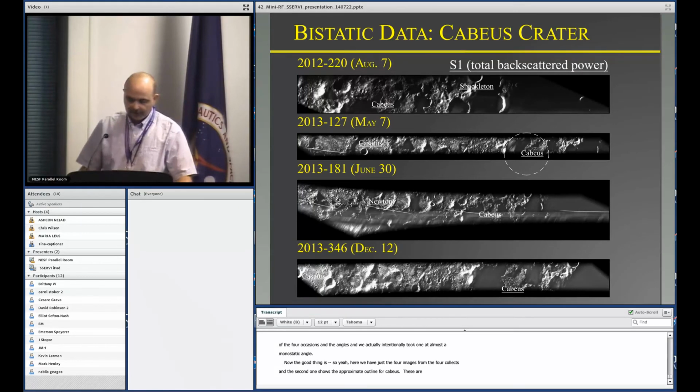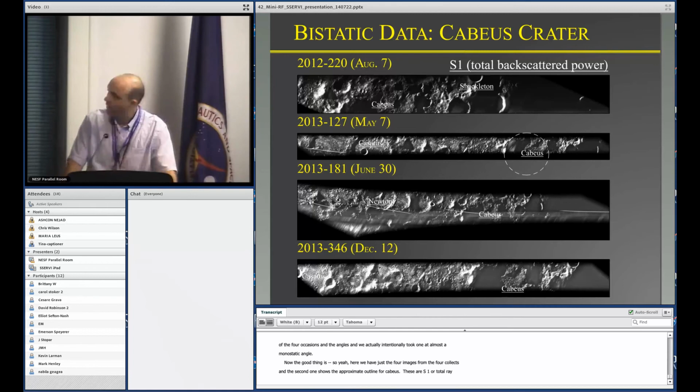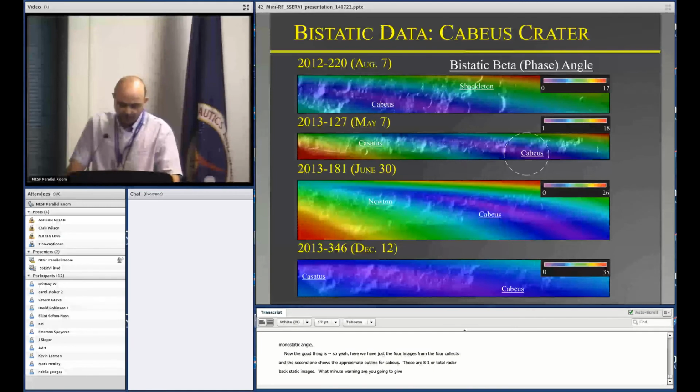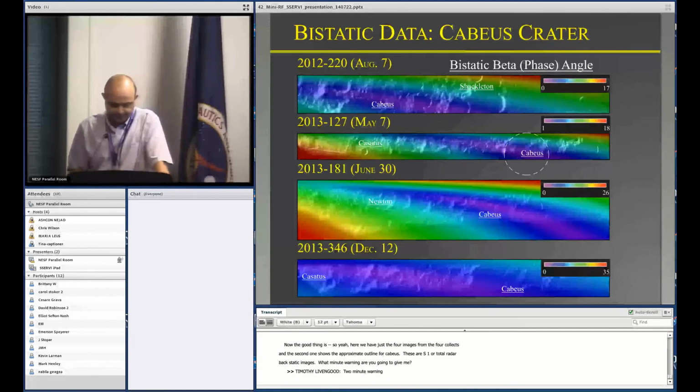Now here we have just the 4 images from the 4 collects, and the second one shows the approximate outline for Cabeus. These are S1 or total radar backscatter images.